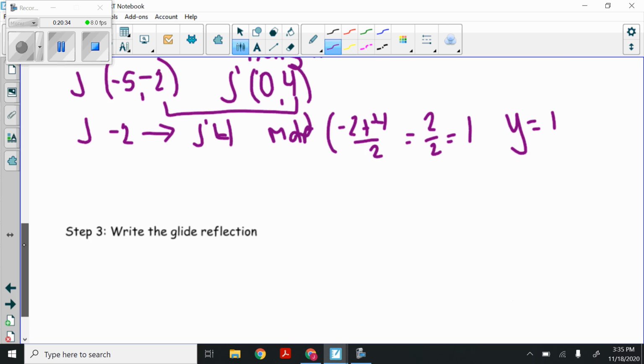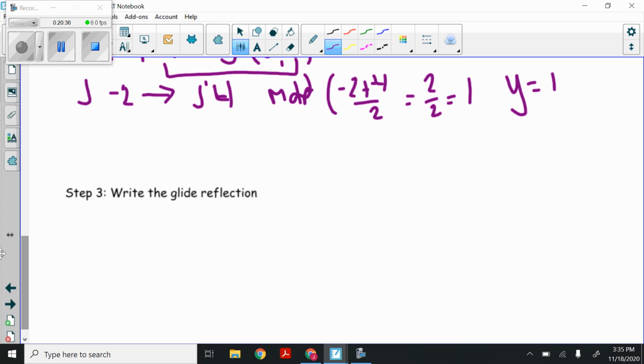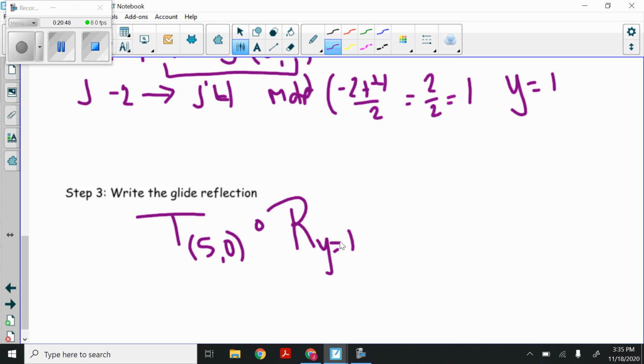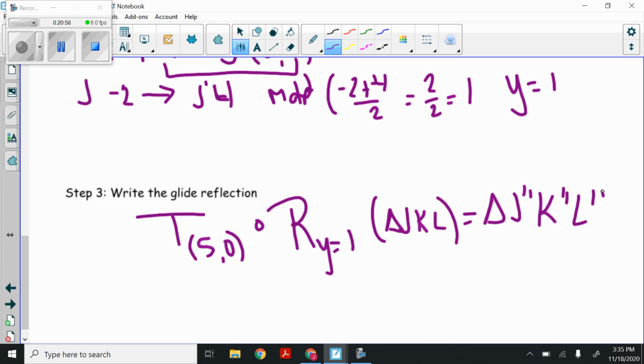So write the glide reflection. So I start with the translation because that's the last one we did. So capital T, 5, 0, composition, my reflection about the line y equals 1. What did we start out with? Triangle JKL is equal to triangle J double prime, K double prime, L double prime.